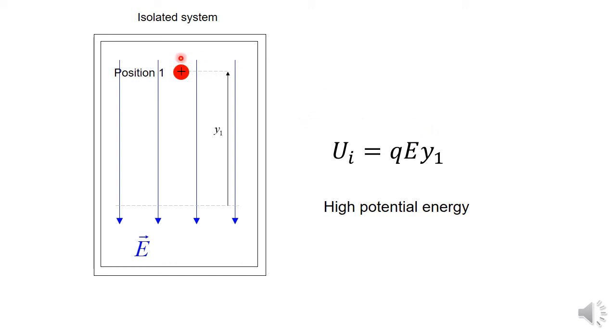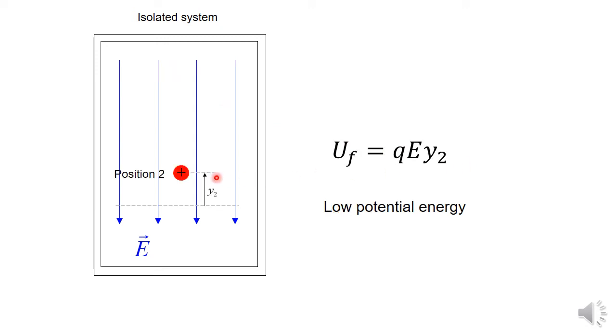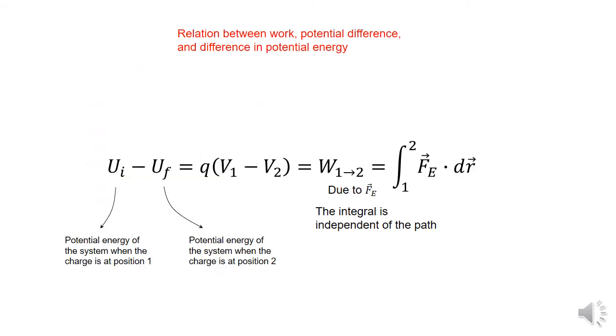So we can say that when the charge is located at this high position, or in this particular position relative to the electric field direction, then the potential energy of the system is high, a large value, and it's equal to QE times y1. And when the charge exists at this lower position, relative to the direction of the electric field, then we can say that the energy of the system is equal to QEy2.